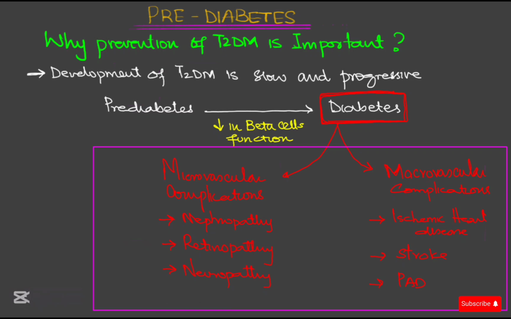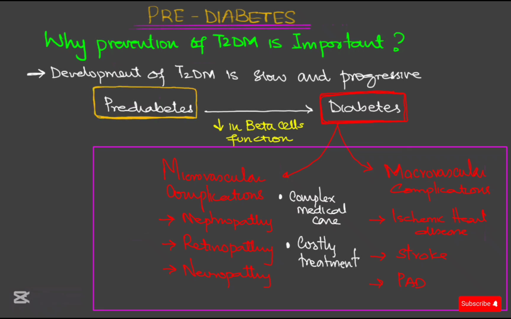Once these complications develop, they require complex medical care and costly treatment, which is a great burden on the health services. That's why implementing strategies to prevent the progression of prediabetes to diabetes is very, very important. It will lead to a decrease in the cost, a decreased burden on the health system, and most importantly, it will lead to reduced microvascular and macrovascular complications of diabetes.